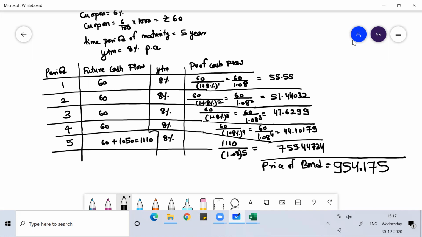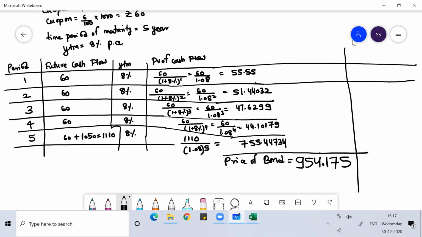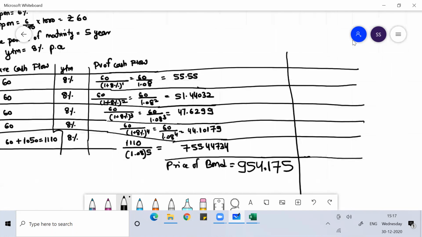So once you get this, now for the duration, because you want to find the duration, what you have to do is multiply the t into the present value of your cash flow.